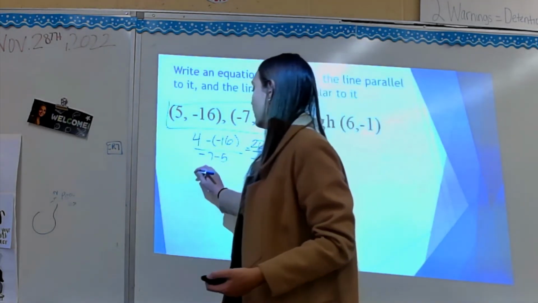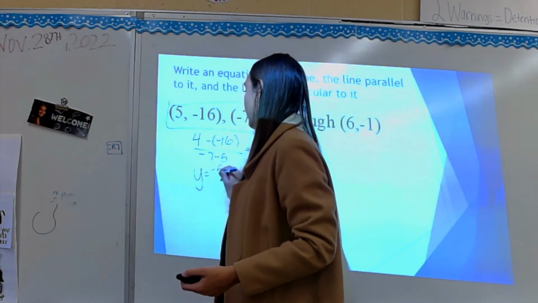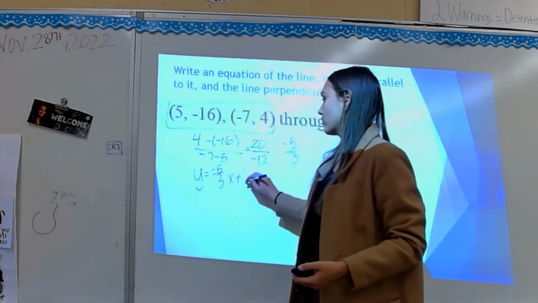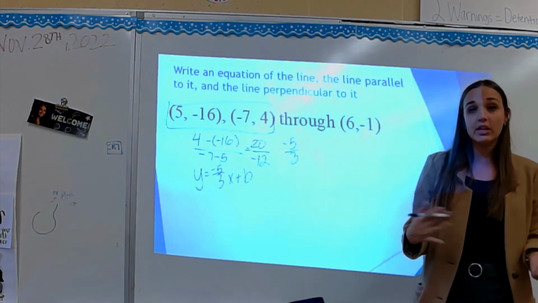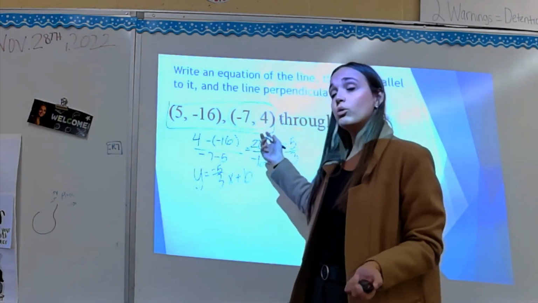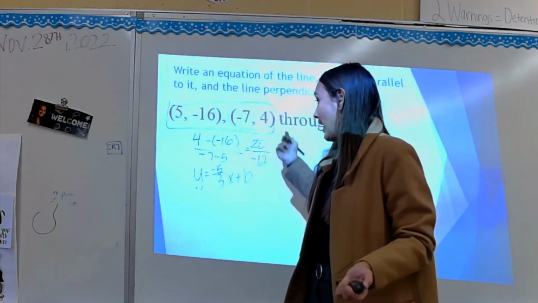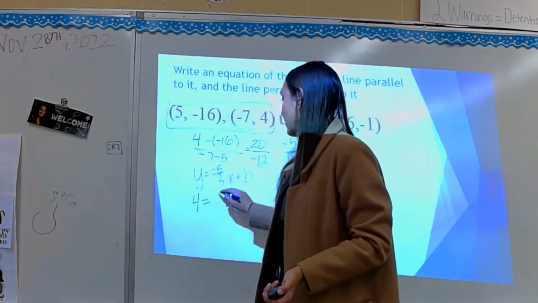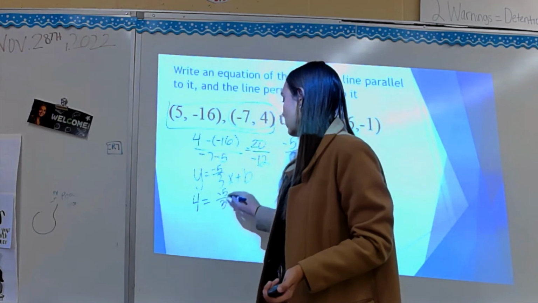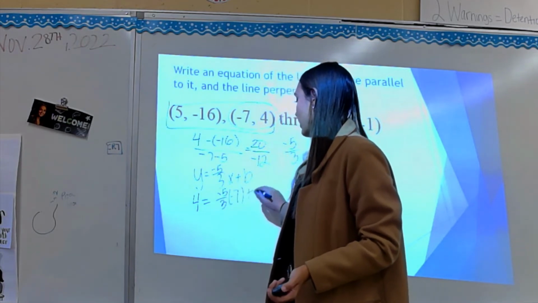So I have y equals negative 5/3 x plus our b. I need to plug in one of my points to solve for my b. So I'm going to choose the negative 7/4 because why not? So I get 4 equals negative 5/3 times negative 7 plus b.